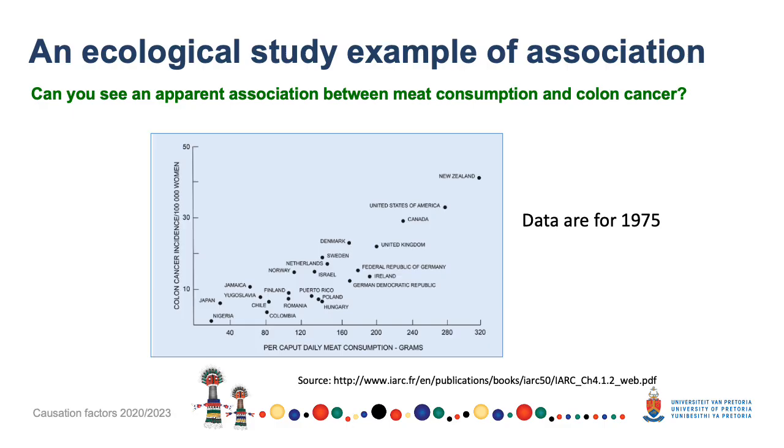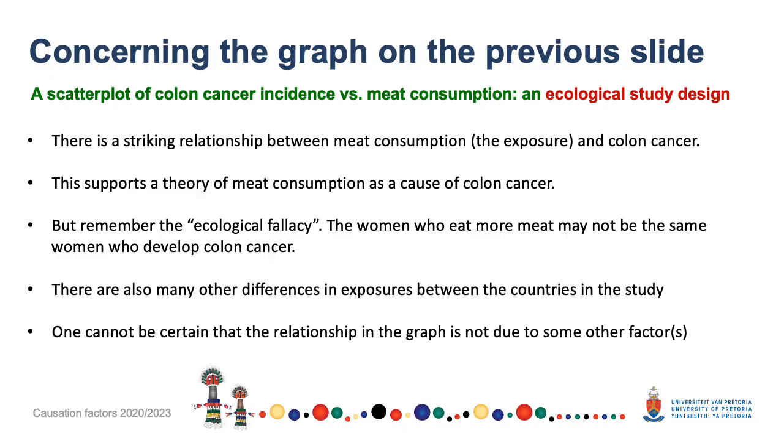So New Zealand has the most meat consumption and the highest colon cancer. Nigeria has the lowest meat consumption and the lowest colon cancer. So let's think about that, and we'll talk some more about it. So we found out that there was a strong relationship, an association between meat consumption and colon cancer. This would support a theory that meat consumption is a cause of colon cancer.